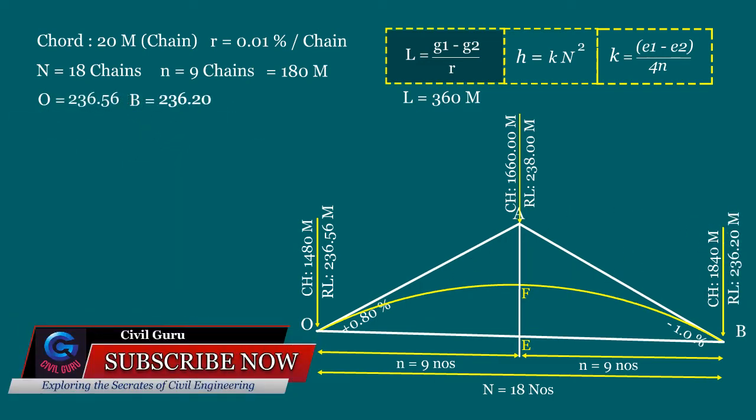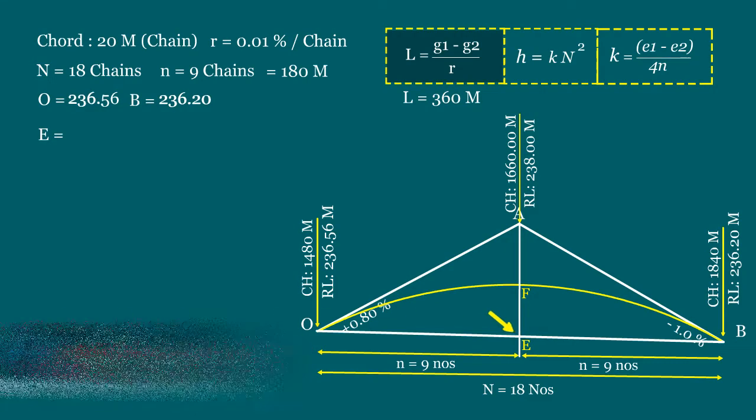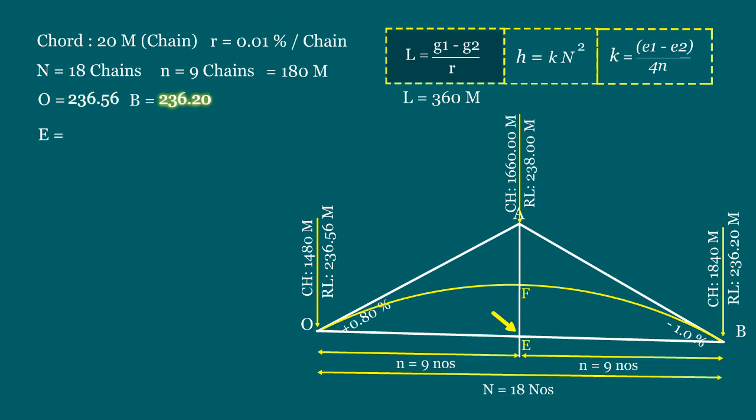Now, we will find the value of point E. That is, the average of point O and point B. That means E equals 236.56 plus 236.2 divided by 2. That equals 236.38 meters. And now, we will calculate the value of F also.